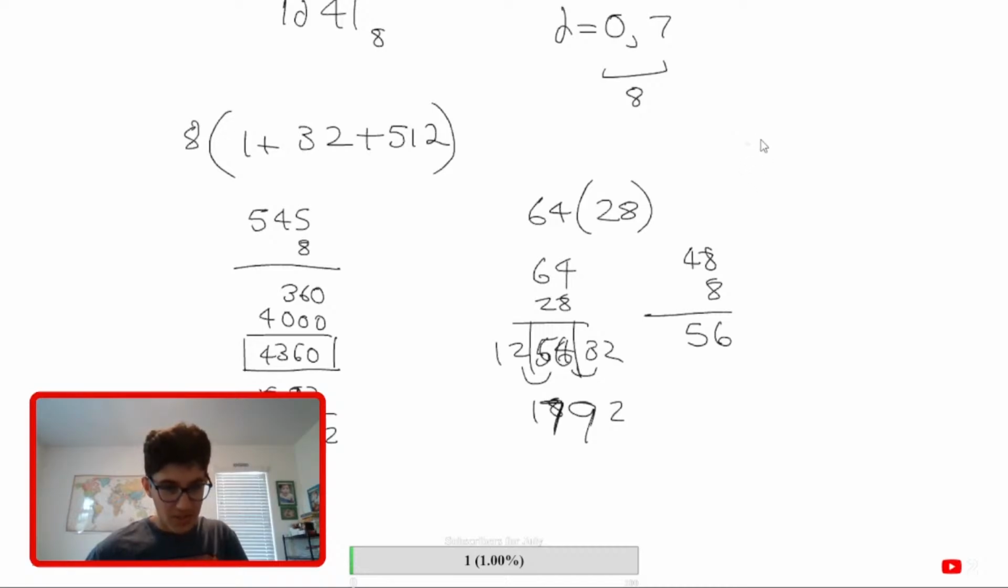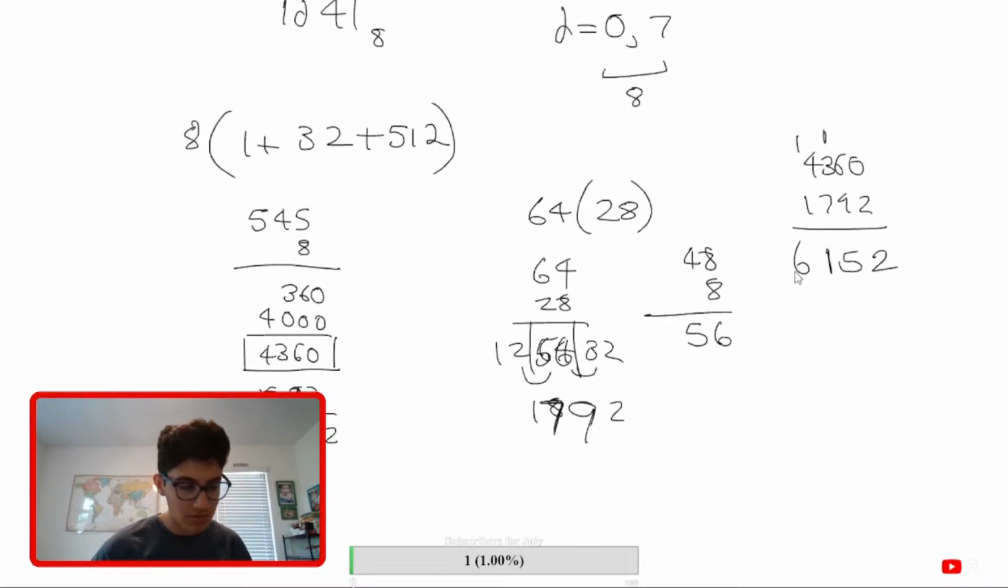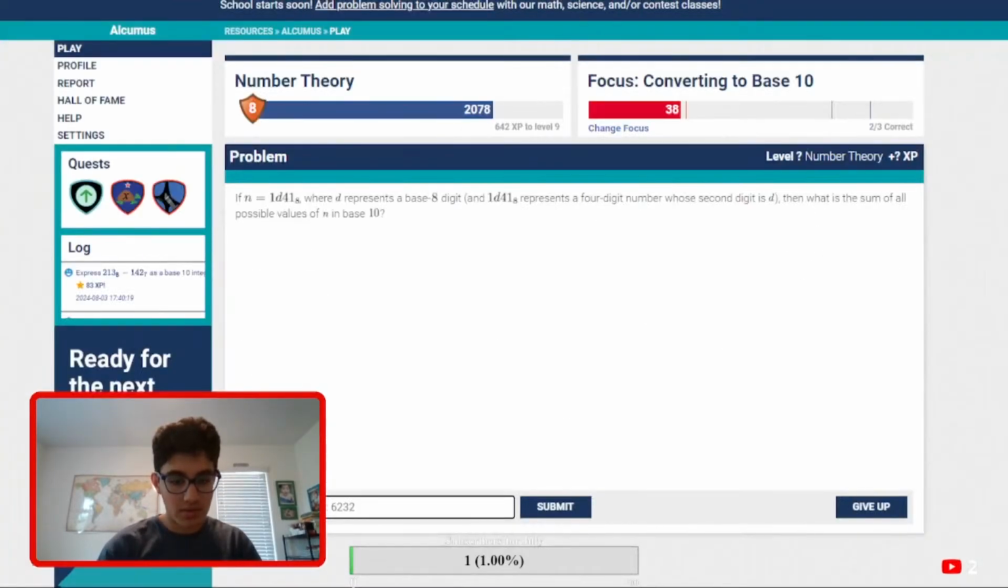Let's just check again actually. Why mess it up now when I'm this close? This is what we're adding, right? So this becomes a 2, this becomes a 5, add 1 over here, 10, 11. So this becomes a 1, and then this becomes 6. So 6152. 6152.